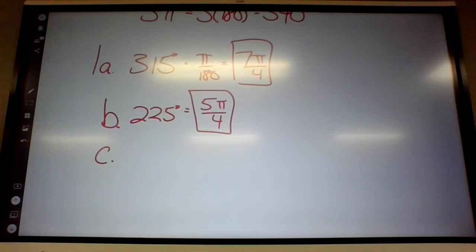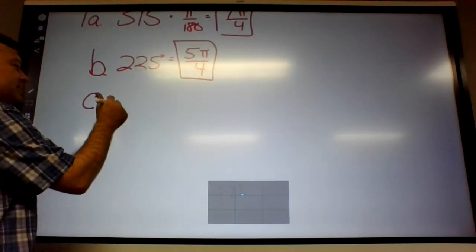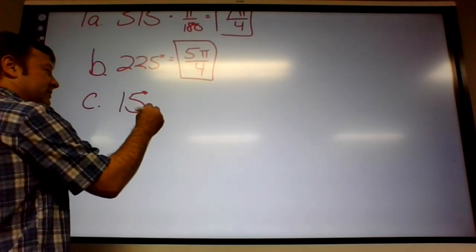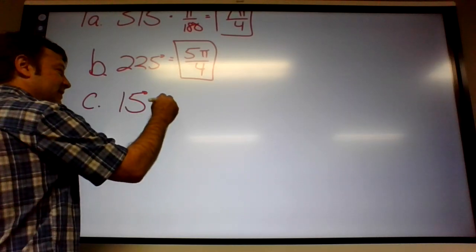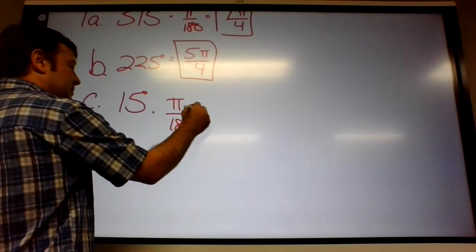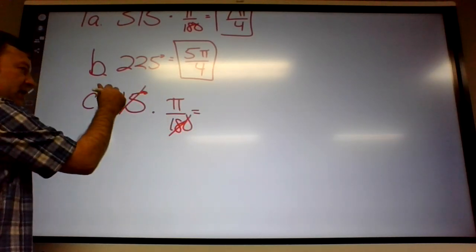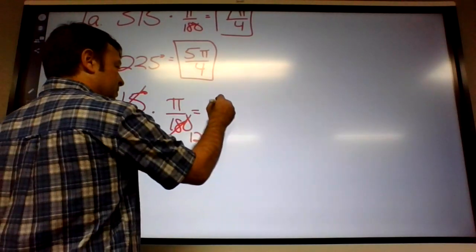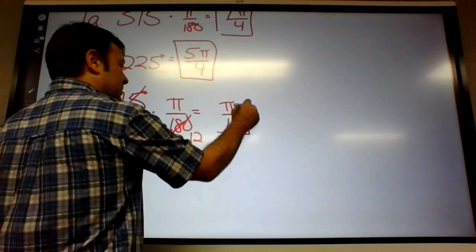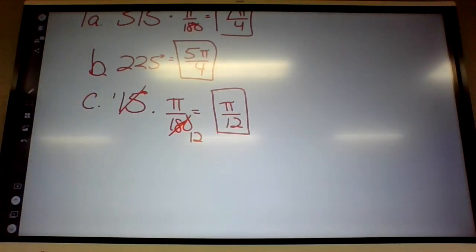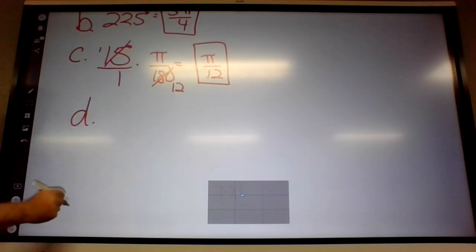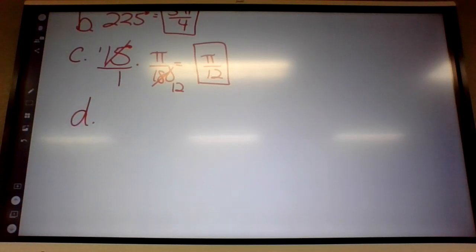Oh, 1C is not on the table that they made. So how am I going to do 15 degrees? What do I do to it? Times pi over 180. 15 goes into 180 12 times. So the answer is pi over 12. 15 is like 15 over 1. You guys remember reducing when you multiply, right?